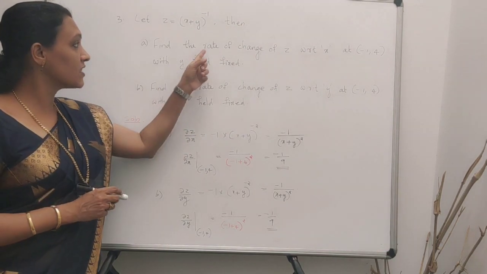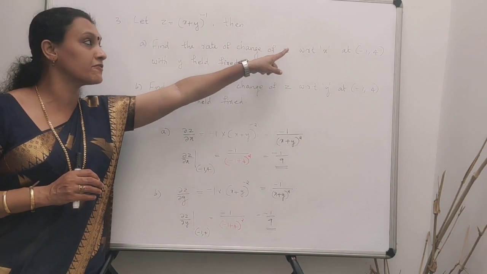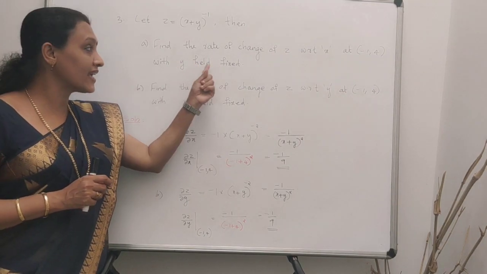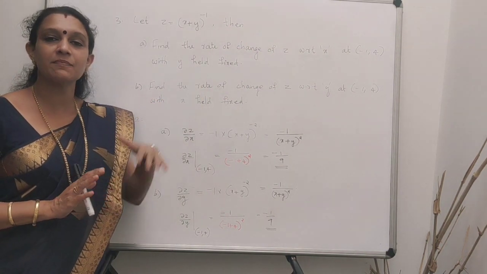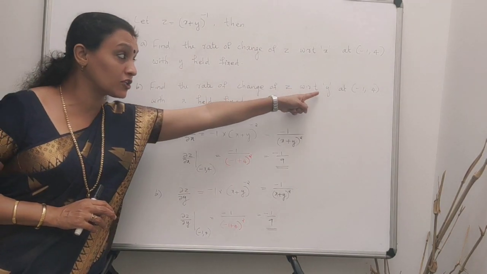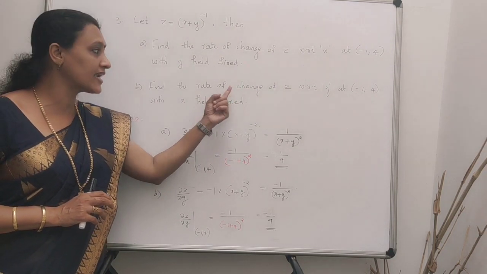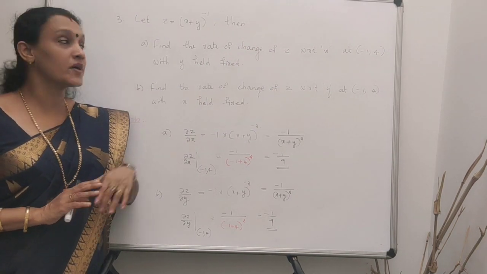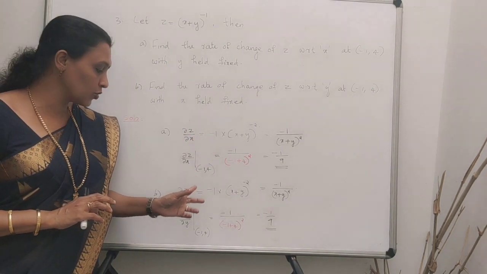You are asked to find the rate of change of z with respect to x, by keeping y as a constant, with y held fixed. That means actually the partial derivative of z with respect to x. It is ∂z/∂x. And similarly, the rate of change of z with respect to y with x held fixed means we are keeping x as a constant and differentiating z with respect to y. It is nothing but ∂z/∂y. So in this question, it is enough to calculate ∂z/∂x and ∂z/∂y.